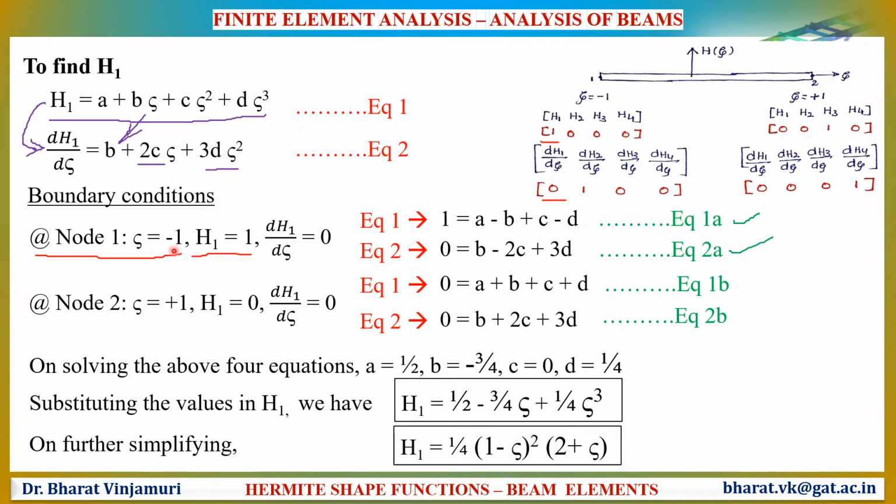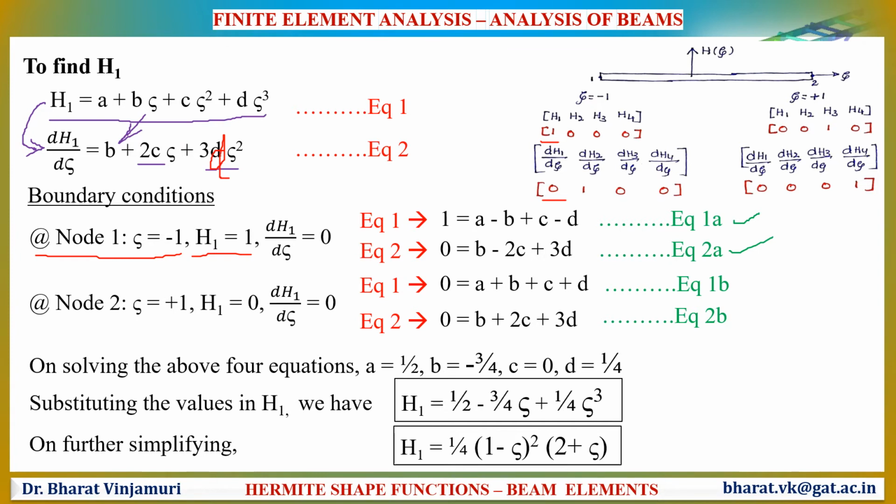Similarly, the boundary conditions are substituted in equation number 2. Equation number 2 implies dh1 by d zeta, whose value is 0. 0 is equal to B minus 2C, because the value of zeta is minus 1, plus 3D. This is D here, okay. Since zeta is equal to minus 1, the minus 1 whole square will be the positive value here.